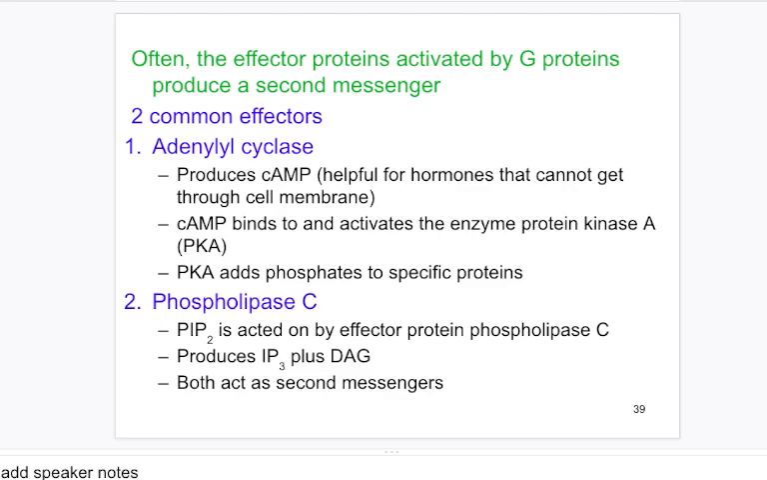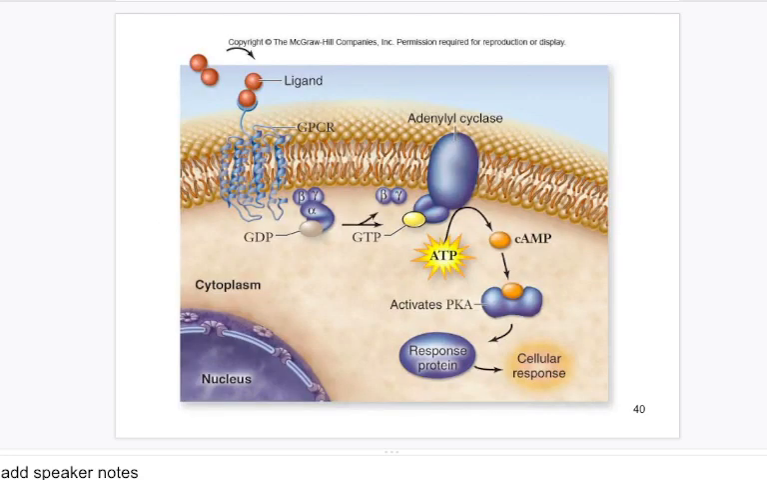Phospholipase C, also called PIP, is acted on by the effector protein phospholipase C. It produces all of these different things, and both of these act as secondary messengers. And again, here is where we show the secondary messenger of cAMP being activated by the subsequent ATP that is produced from the G-coupled protein shifting to the right, binding to adenylyl cyclase, and eliciting a cellular response.